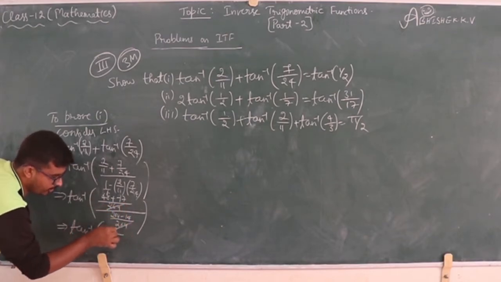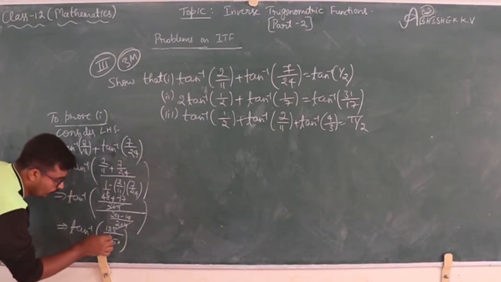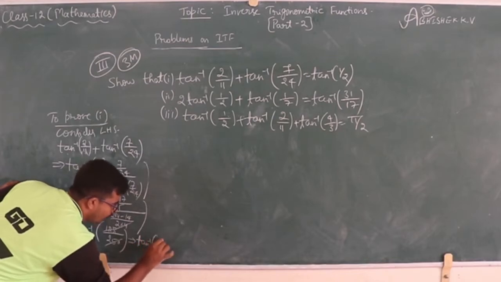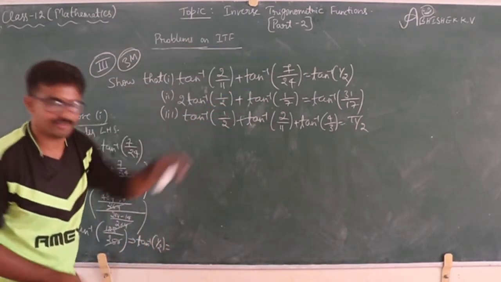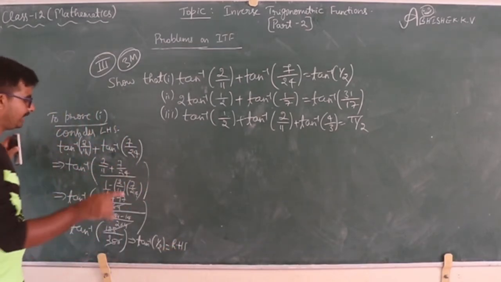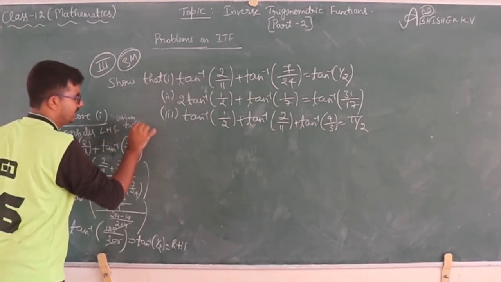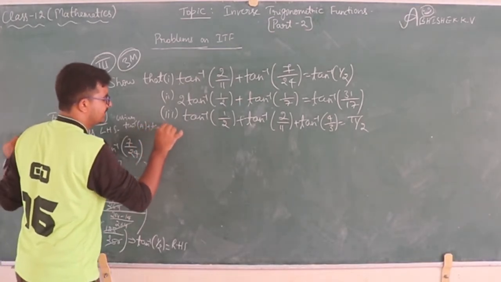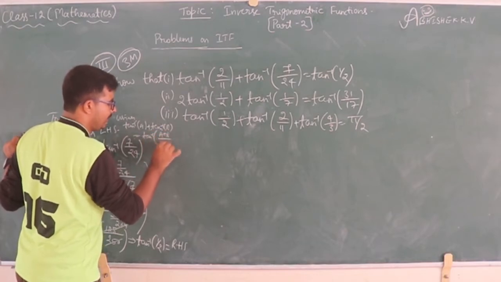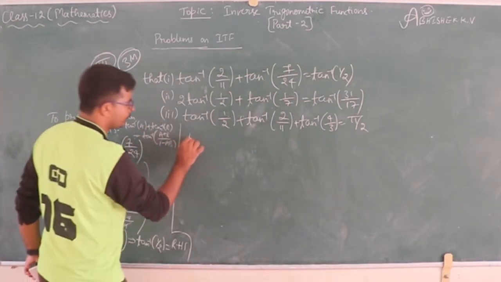The denominator of the denominator gets cancelled. 264 minus 14 is 250. 125 ones are 125, 125 twos are 250. We are remaining with tan inverse of 1 by 2. Tan inverse of 1 by 2 is equal to RHS. Very simple. Using the formula, you should write tan inverse A plus tan inverse B is equal to tan inverse of A plus B divided by 1 minus AB.